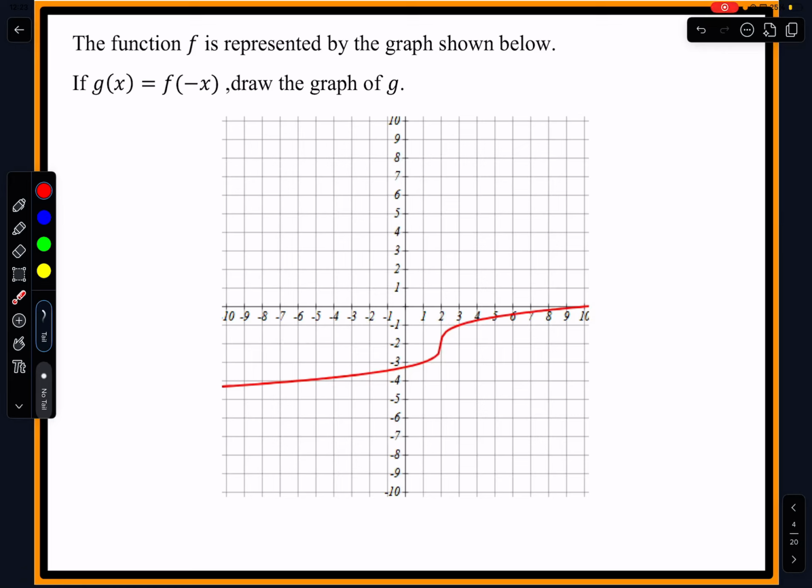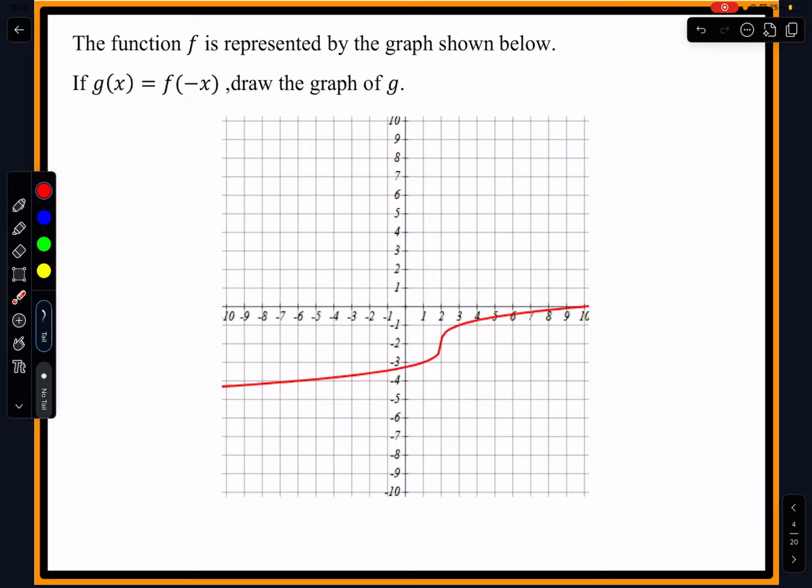In this video, I'm going to explain how to answer a question similar to your homework. We have here that the function f is represented by this graph. So this is the graph of f. And we want to draw the graph of g, where g is defined as f of negative x, which means that we want to do a transformation of f of this value right here.